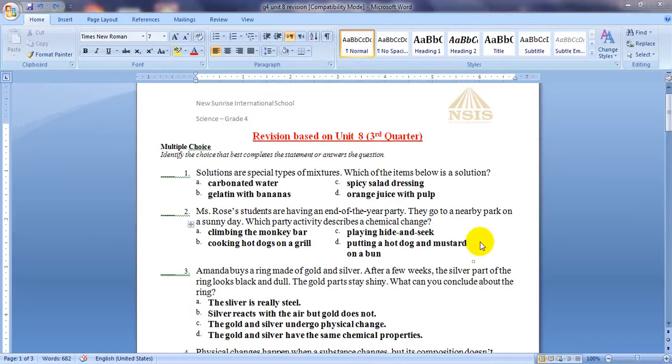Let's start. Question number 1. Solutions are special types of mixtures. Which of the items below is a solution? Let's remember together what is the difference between a solution and a mixture.